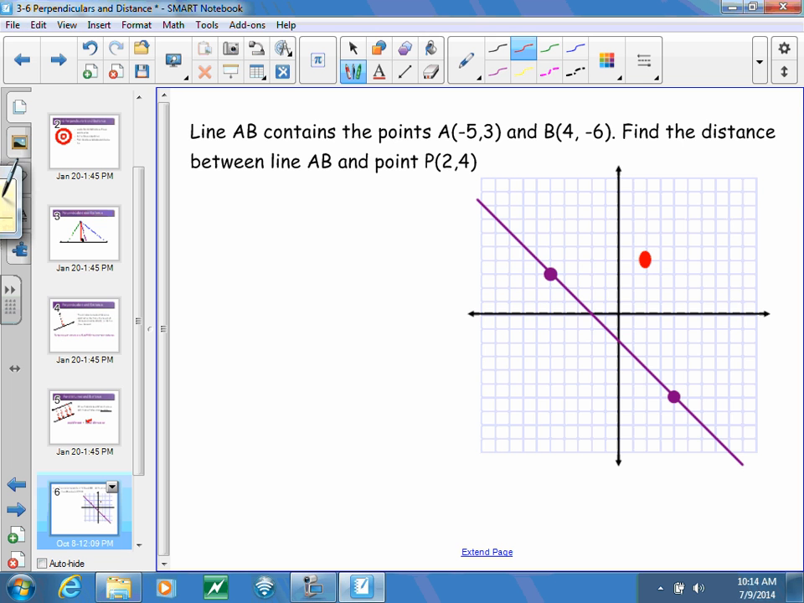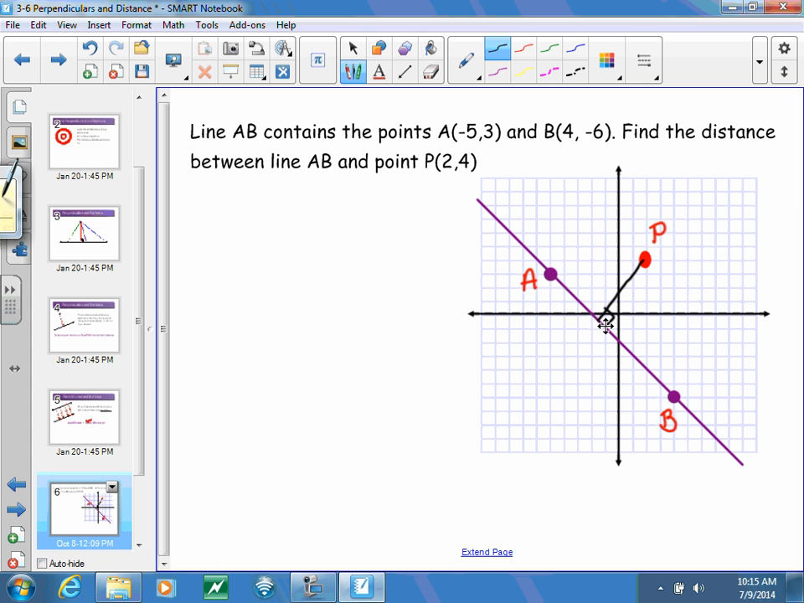We're going to work at some basic ones. You can get more advanced with this, and there are easier ways that you can find this down the road, but we're just going to look at a couple basic problems, trying to find the distance from a point to a line. So here's line AB, here's A and here's B, and there are its coordinates. It says find the distance between line AB and point P, which is at the coordinates of 2, 4. So I want to figure out how far this is going to be.